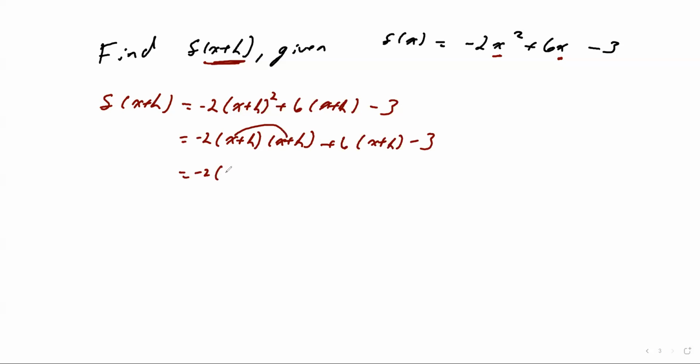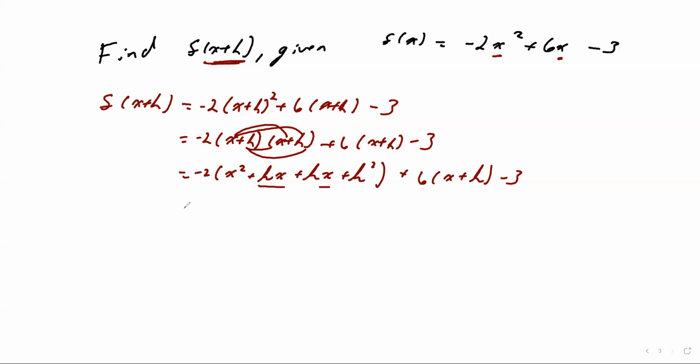So that gives me x times x, which is x squared, x times h, which is xh or hx, however you want to write it. I guess technically alphabetical order would be the more proper way to write this. So that's hx plus hx and then plus h squared plus 6 times x plus h minus 3.